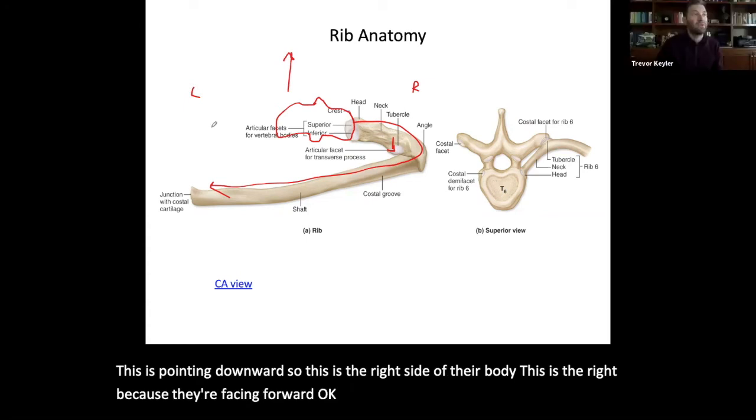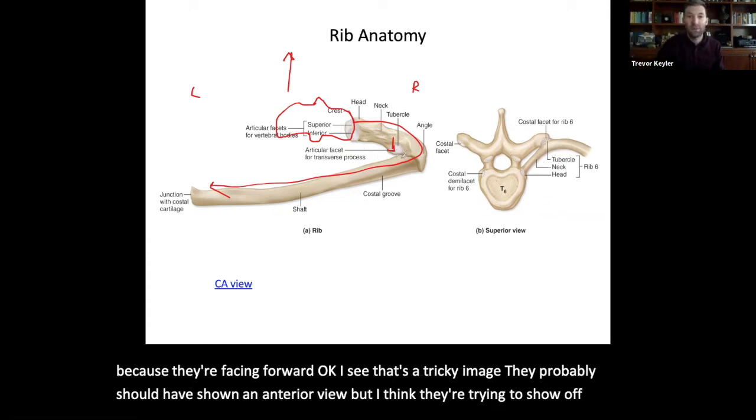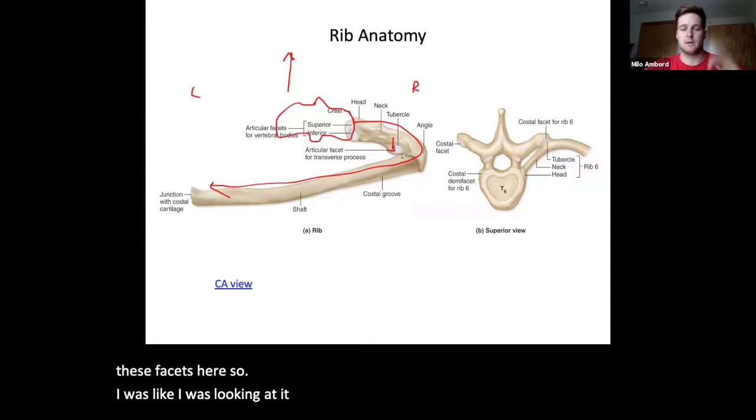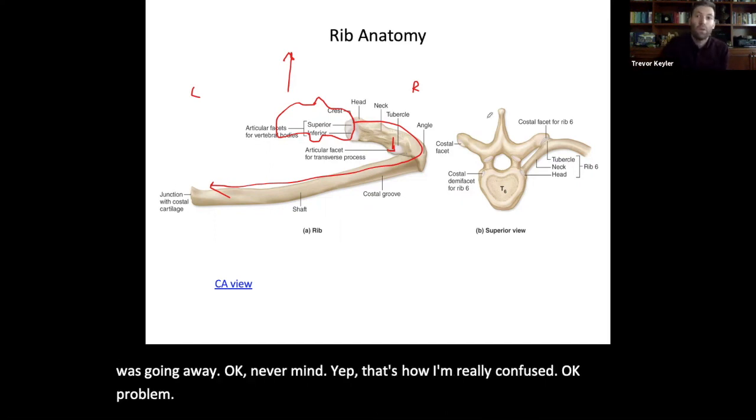Yeah, that's a tricky image. They probably should have shown an anterior view, but I think they're trying to show off these facets here. Oh, I was looking at it with the flat part coming towards us. I didn't realize it was going away. That's why I was confused. Okay, I appreciate that.